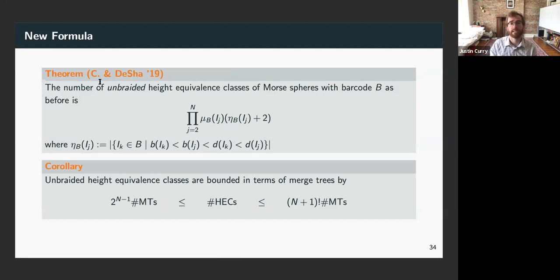nice result that says that the number of unbraided spheres with the same barcode, which I can think of as the number of height equivalence classes, sort of sits between an exponential times the number of merge trees and a factorial times the number of merge trees. So let's quickly get a handle on why this is true.